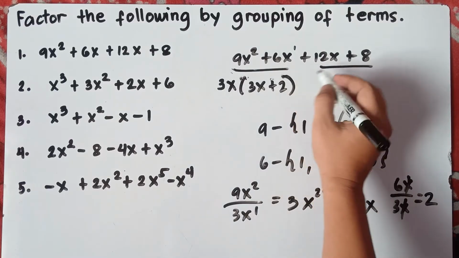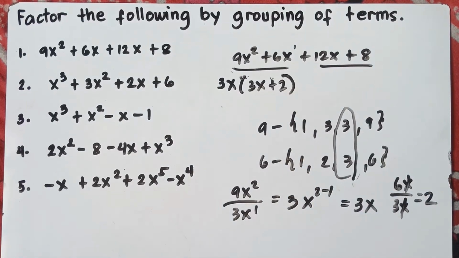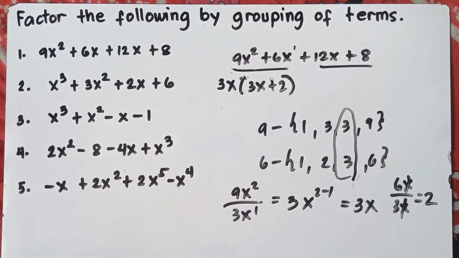Now let's have the third term and the fourth term. What would be the greatest common factor of 12 and 8, class? You find a number that can be divided by 12 and 8. Of course, that would be 4, right?